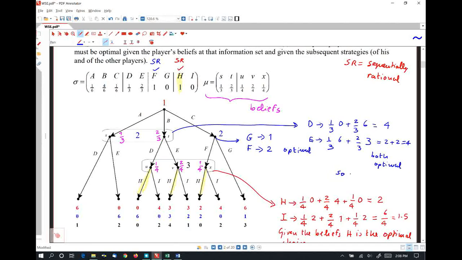So also any mixture of D and E is optimal. So this behavioral strategy of player 2, or part of player 2's behavioral strategy, is also sequentially rational.